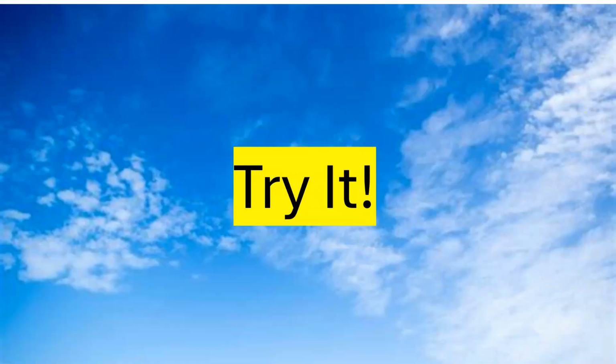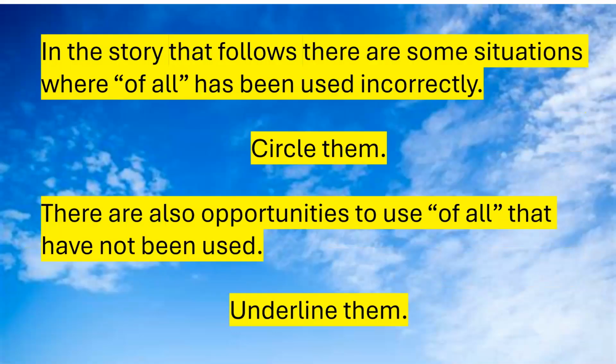So let's try it. In the story that follows, there are some situations where "of all" has been used incorrectly. You have to circle them or make a note of them on a piece of paper. There are also opportunities to use "of all" that have not been used. So I want you to underline them or make a note of them on a separate list on a piece of paper. So here we go with the story.